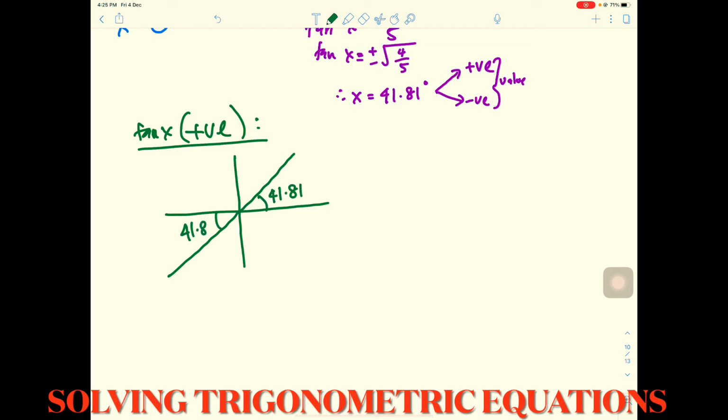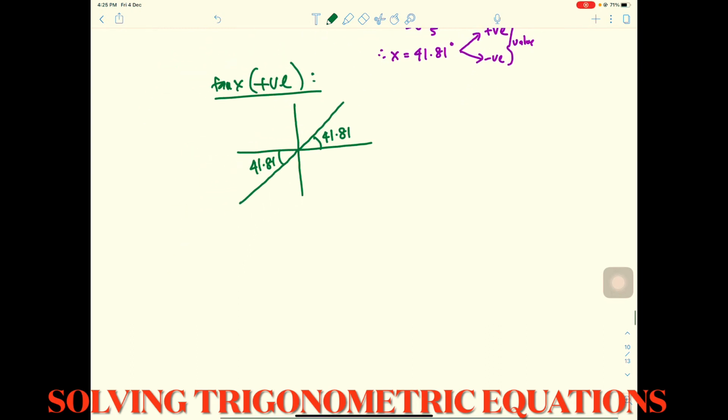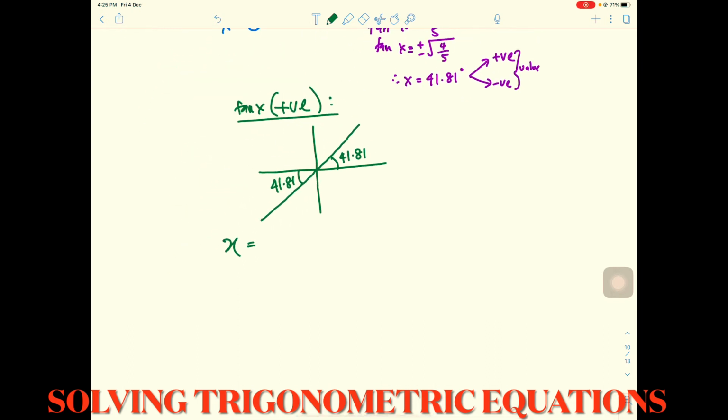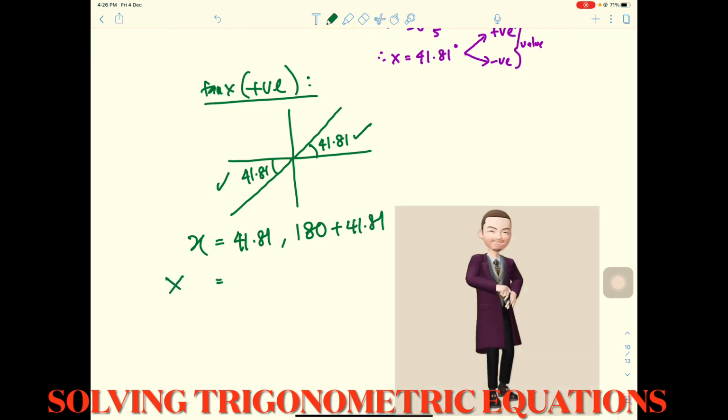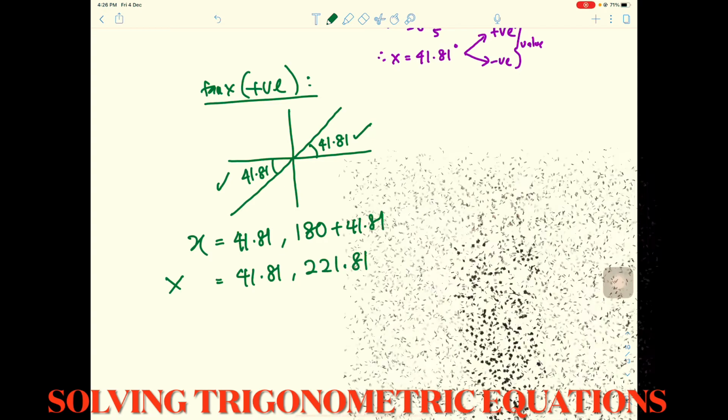41.81, and then solve straight away. So x equals, the first angle is 41.81, and the second one is 180 plus the reference angle 41.81. So the answers for x are 41.81 and 221.81 degrees.